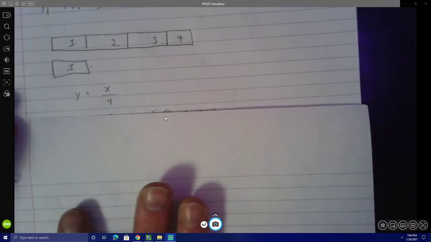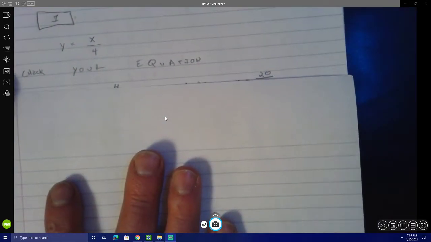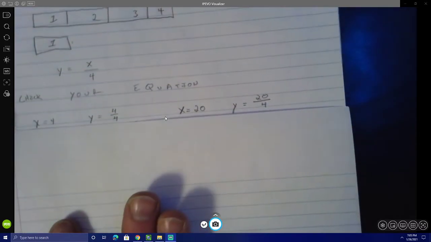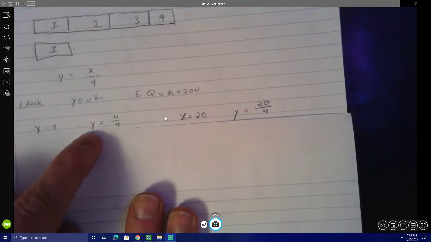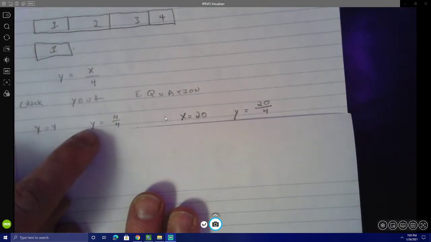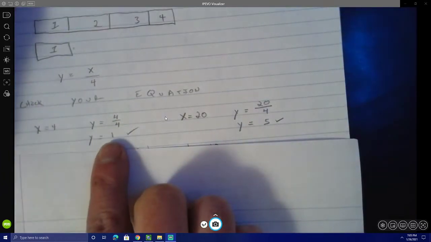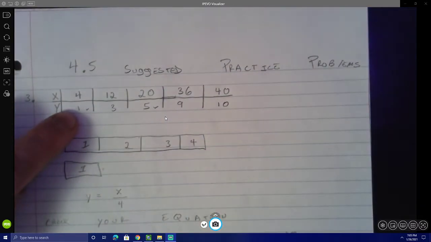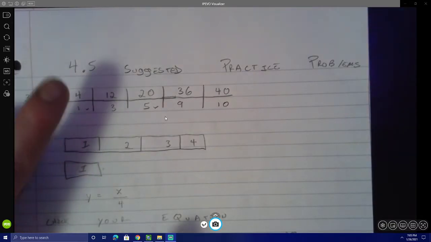Now that I've come up with an equation, the next thing I need to do is check my equation to see if it actually is true. So the first thing I did is plug in x equals 4 into my equation. I substituted my value of x for 4 there, so I'm left with y equals 4 over 4. As I work through that, I know 4 over 4 reduces to 1, and then I go back and check my table. Is that the value I got for y in my table? Yes, it is. So I know that this equation is true for this one.